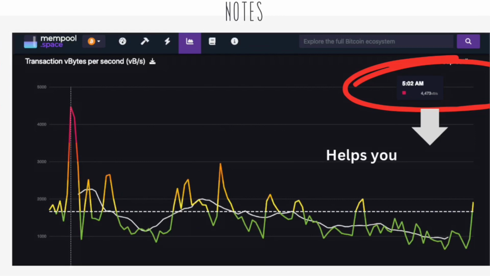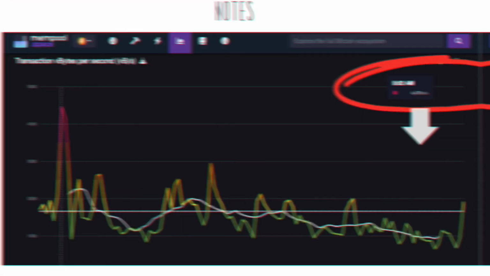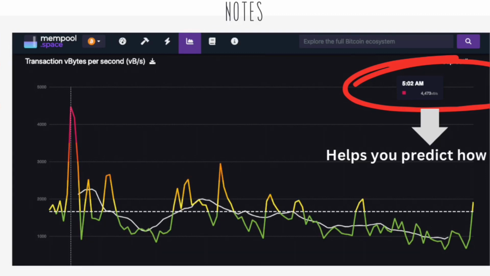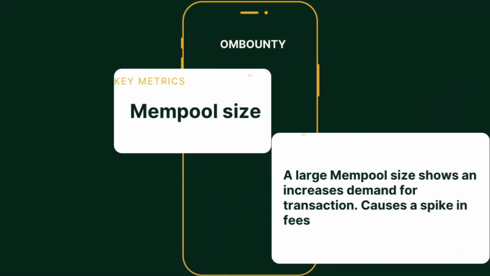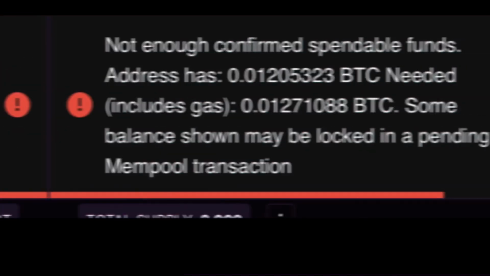You also have the graph tool, and with the graph tool you can predict the fee that you will pay by just looking at the spikes and how it's progressing. When the mempool size is large, you do know that there is going to be a spike in fees, like what we experienced during the FOMOji 2.0 mint.